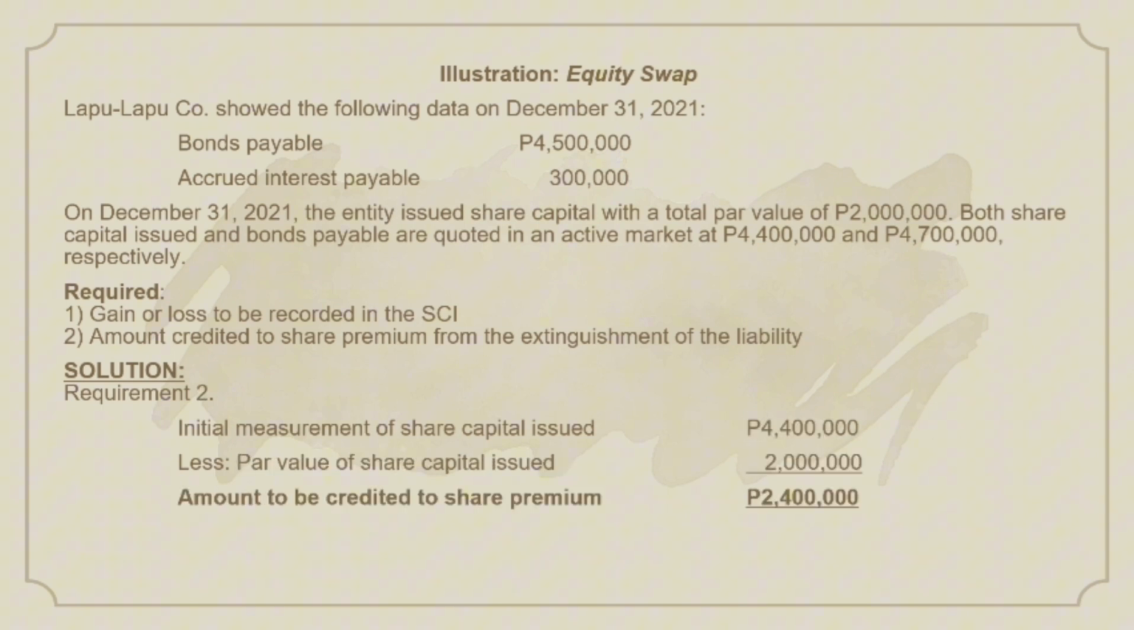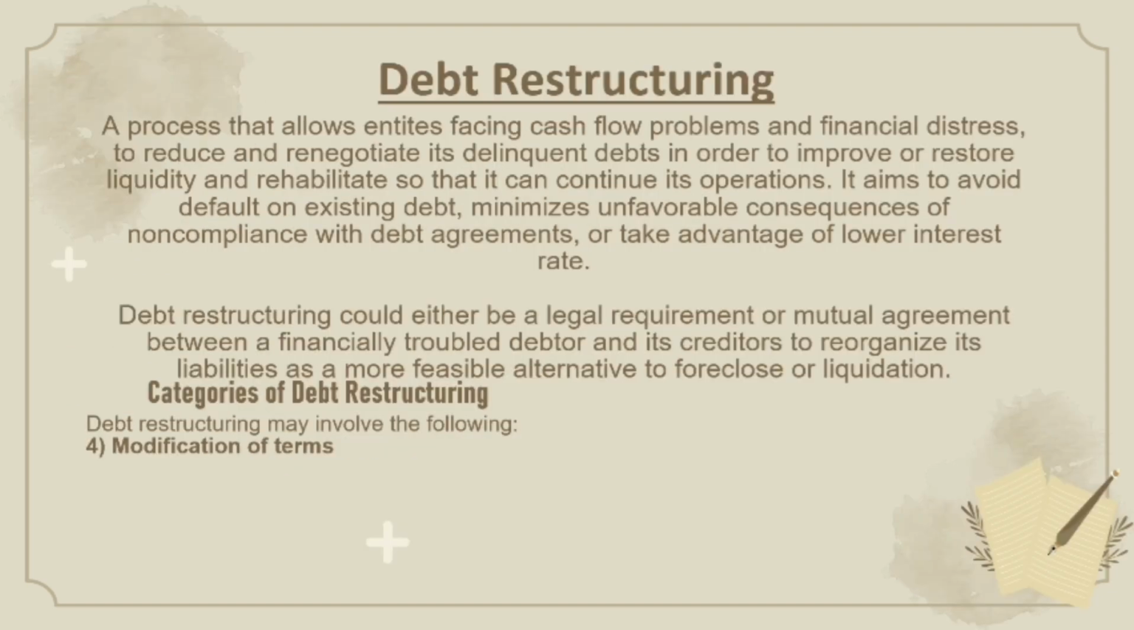The amount credited to share premium from the extinguishment of liability is measured at the initial measurement of share capital issued, 4,400,000, less the par value of share capital issued, 2 million. So we came up with 2,400,000. The last category of debt restructuring is modification of terms.